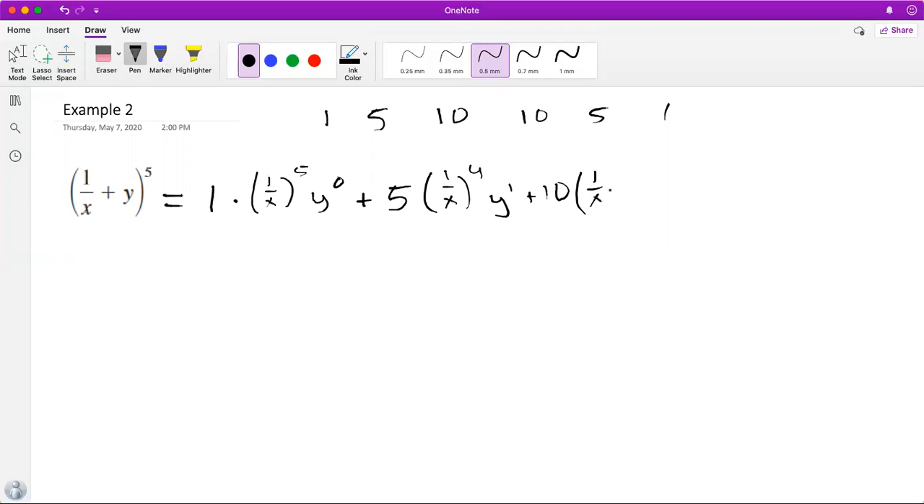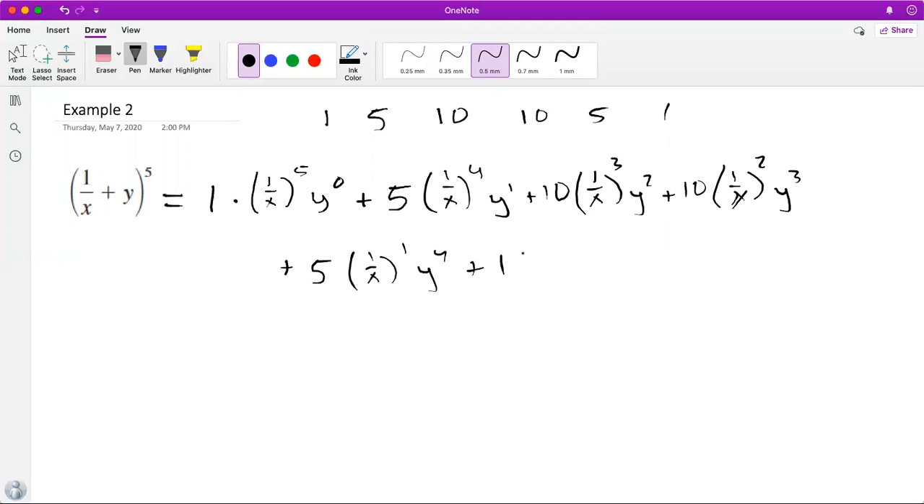Next power of 1 over x is 3, y squared, 10. Next power of 1 over x is 2, next power of y is 3. I got a 5, and then I got 1 over x to the 1st, and then y to the 4th. And then last but not least, 1 over x to the 0, y to the 5th. Some of you might be like, do I have to keep writing 1 over x to the 0? The answer is not really, but it helps keep track of things.